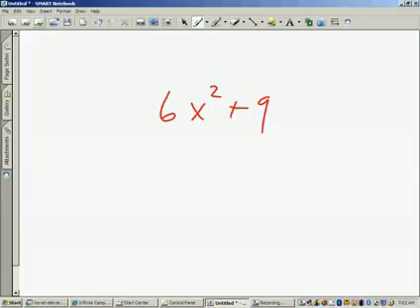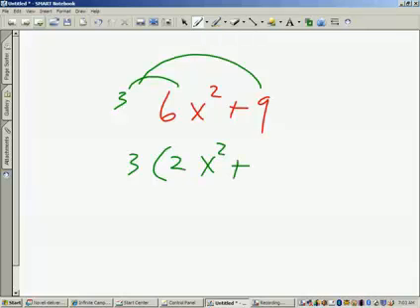And a common factor, in this case, look at the numbers first, 6 and 9, and I can pull out a 3. So I'm going to go ahead and pull a 3 out. I'm going to pull out a common factor. That makes more sense. I'm going to pull out a 3 here. So I have 3, open parentheses, 3 times 2 is 6, x squared plus 3 times 3 is 9.